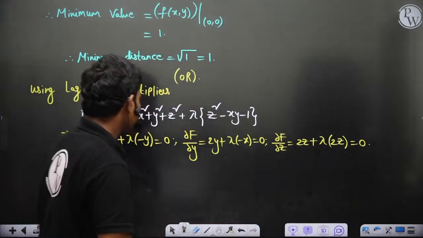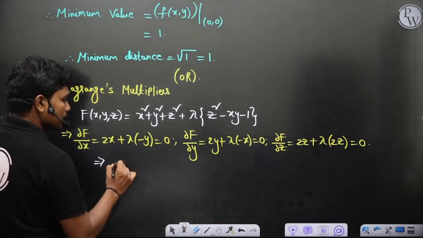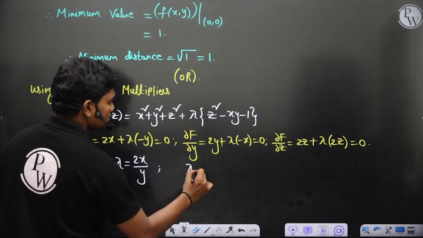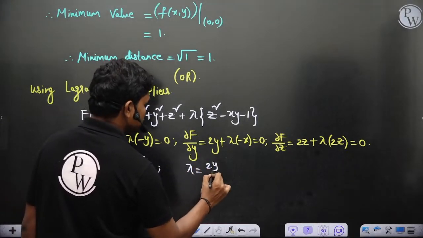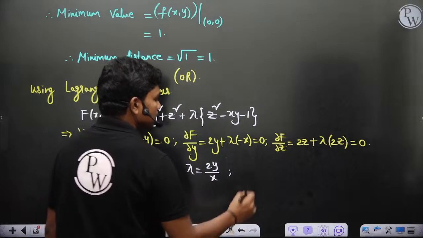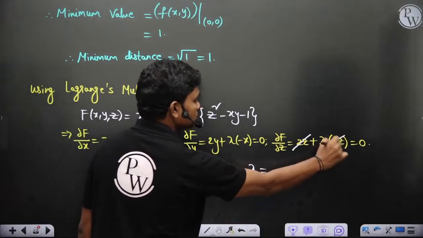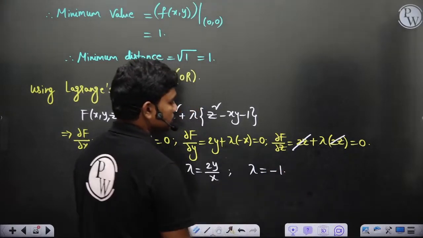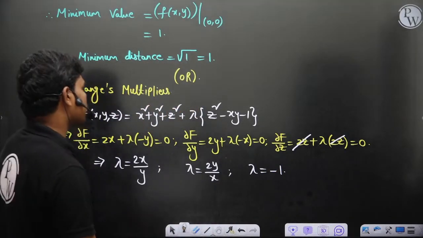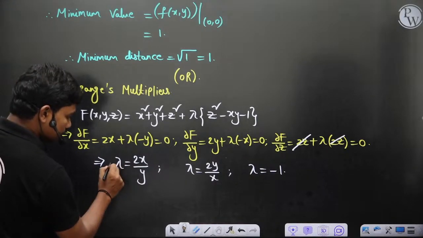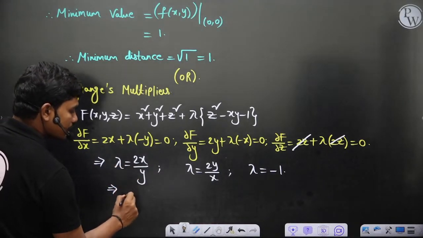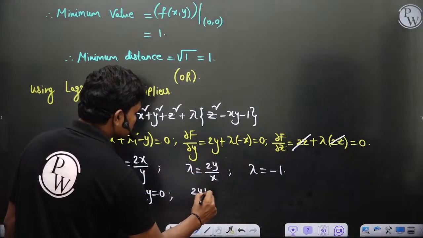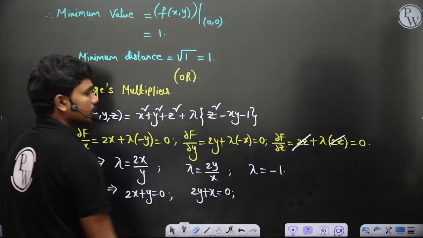Now if you simplify this, lambda is equal to 2x by y, and lambda is equal to 2y by x. And here ultimately 2z and 2z get cancelled, so lambda is equal to minus 1. So lambda is equal to minus 1 is what you get. If you write minus 1 here, minus 1 is equal to 2x by y, which tells you 2x plus y is equal to 0. And this tells you 2y plus x is equal to 0, and lambda equal to minus 1, which we got from this equation.